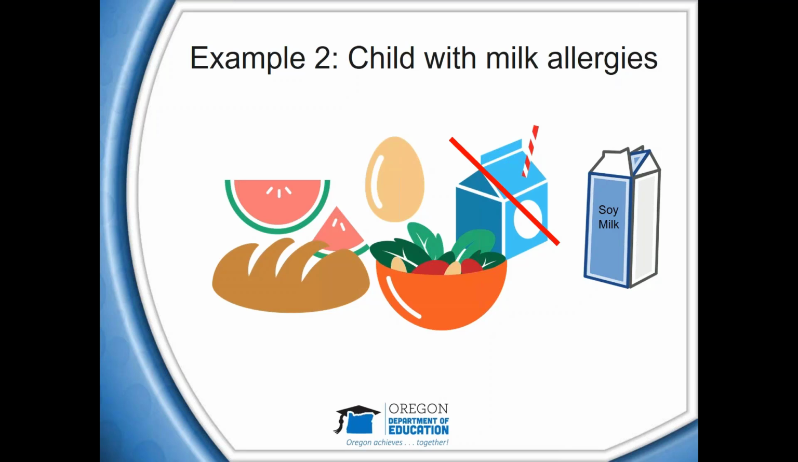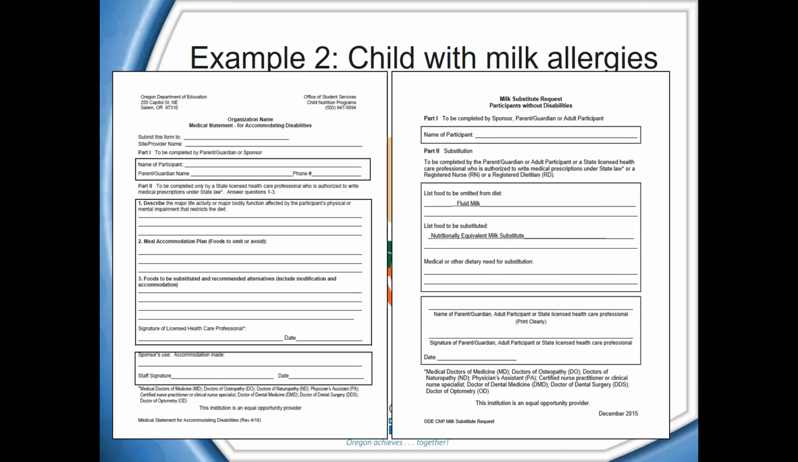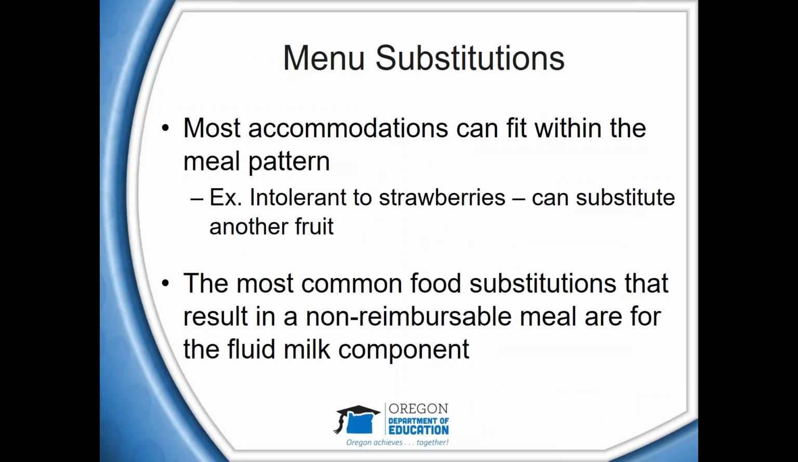If you're substituting the cow's milk with a nutritionally equivalent soy milk, the parent can sign the milk substitute request form, or if the cow's milk was substituted with another non-nutritionally equivalent milk alternate, then the parent or guardian will need to go to their doctor or other licensed healthcare professional and get a medical statement for accommodating disabilities form signed and completed.